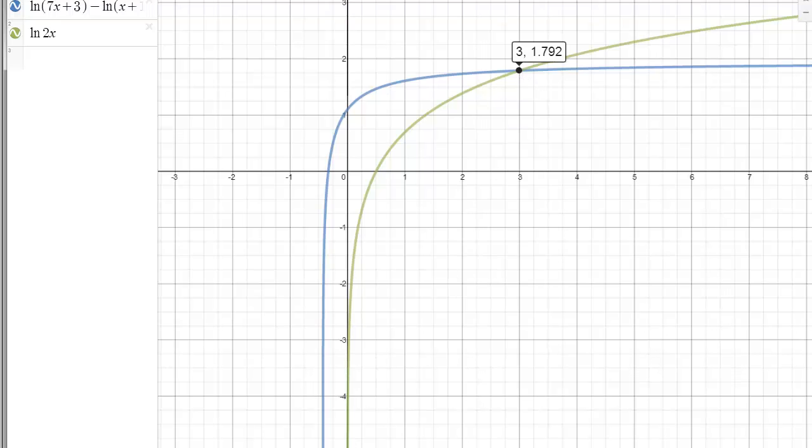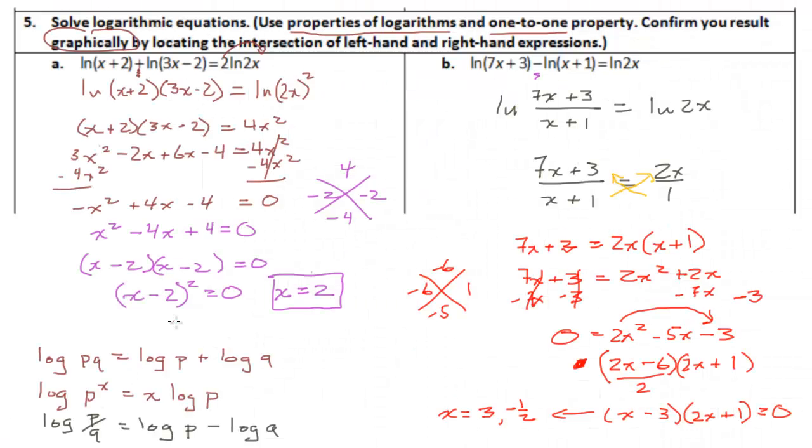But these two graphs are not going to meet again. You can see this green one is continuing to rise at a faster rate than the blue one. The blue one is shifted further left, and it appears we're reaching asymptotic behavior. They aren't going to intersect at any other point than 3. And so there's really only one solution.